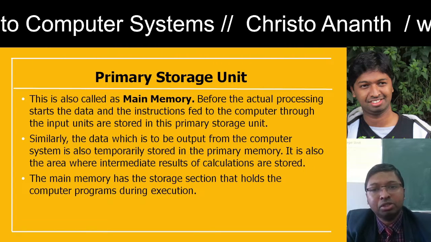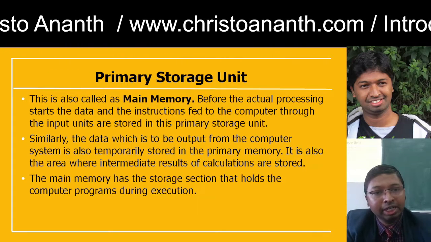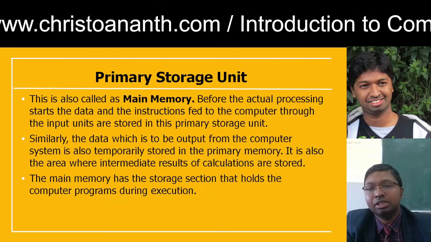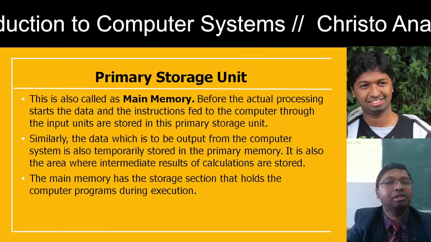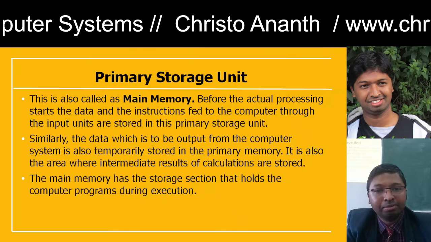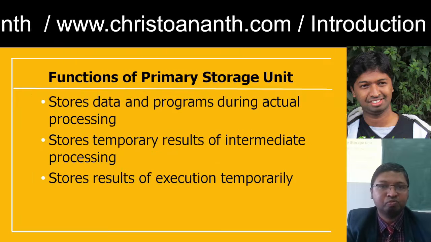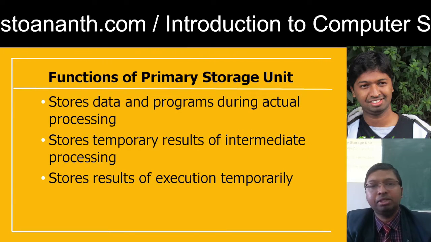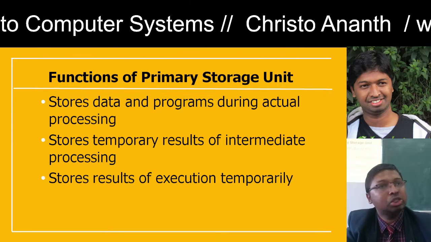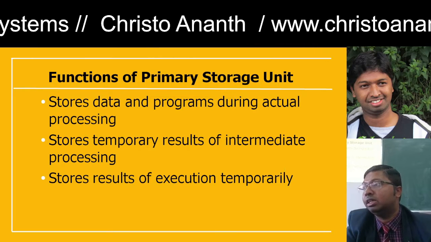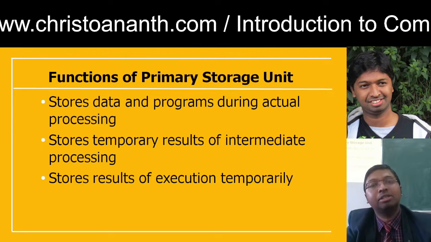The data which is to be output from the computer is also temporarily stored in the primary memory. It is also the area where intermediate results of calculations are stored. So temporary memory is actually what you have with the primary memory. The main memory has the storage section that holds the computer programs during execution. These are the functions of the primary storage unit. It stores data and programs during the actual processing, stores the temporary results of intermediate calculations, and stores the executed results also temporarily.